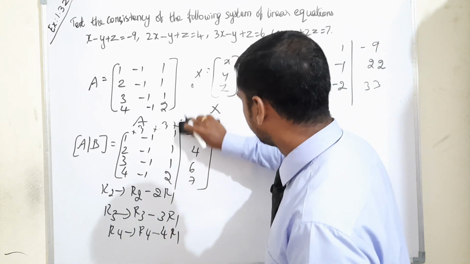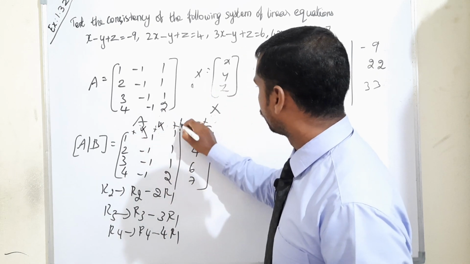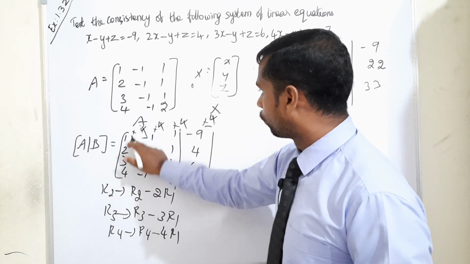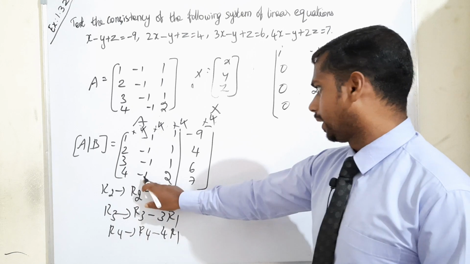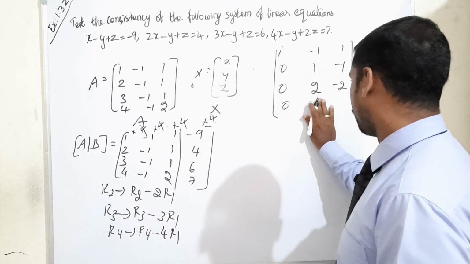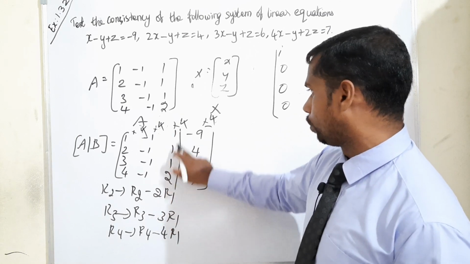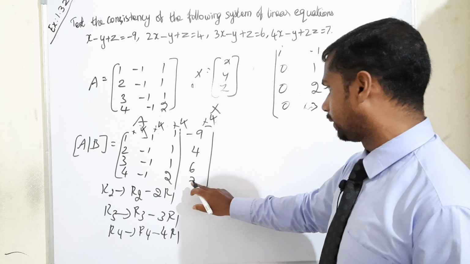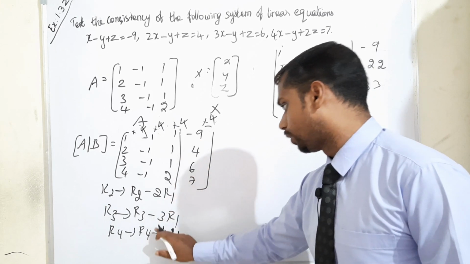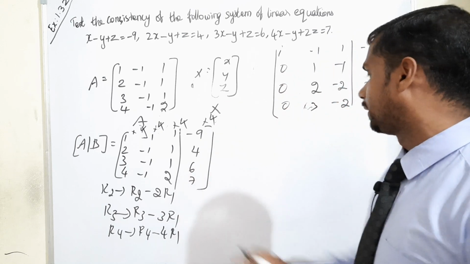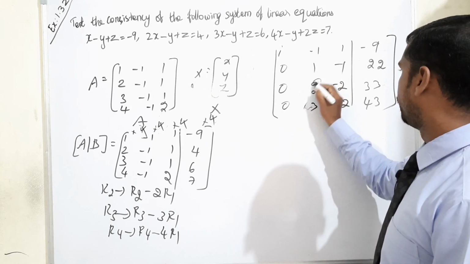Next, R4 minus 4 R1, multiplying by 4 each time. 1 times 4 is 4, 4 minus 4 is 0. Minus 1 plus 4 is positive 3. Next, 2 minus 4 is -2. Listen very carefully: minus times minus is plus, 9 fours are 36, and 36 plus 7 is 43.